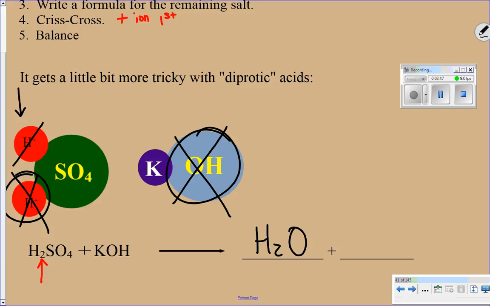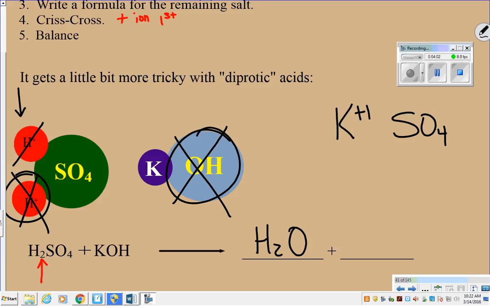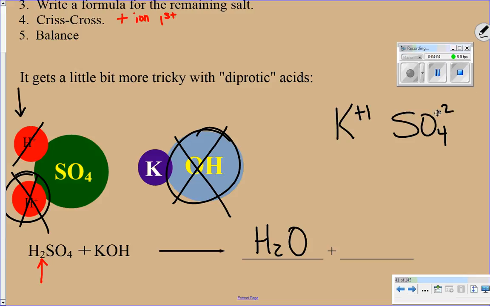So what I have left to make my salt out of is my K+. And again, that +1 charge I know from looking at the periodic table. And I have the sulfate ion. And if you go to table E, you'll see that this has a -2 charge. I'm going to crisscross these. I'm bringing down my 1, and I'm bringing down my 2, giving me the formula K2SO4.